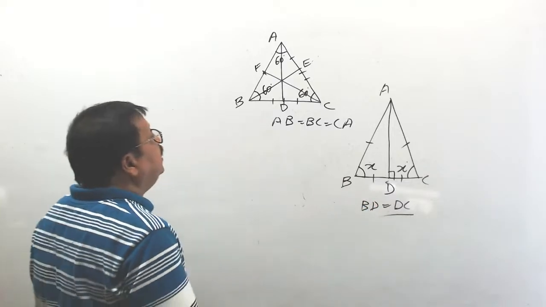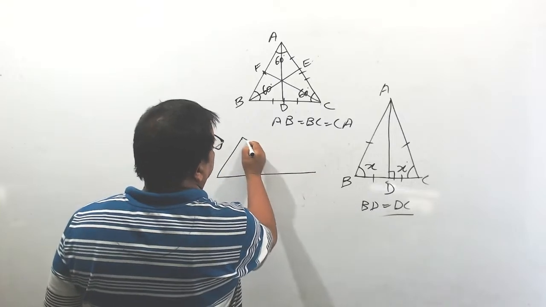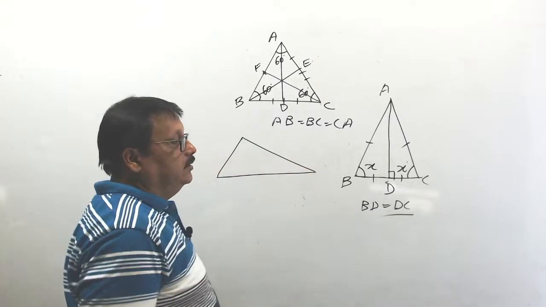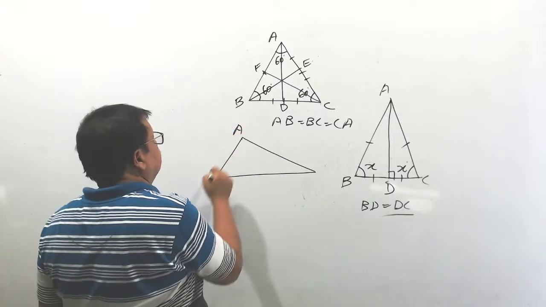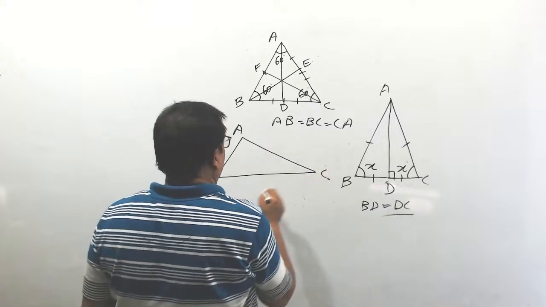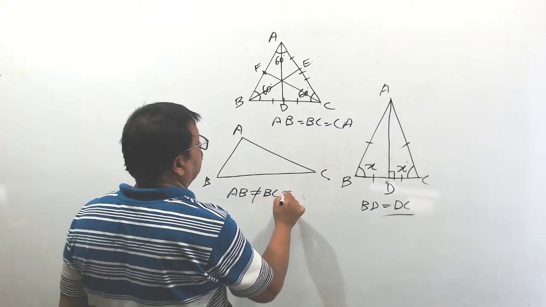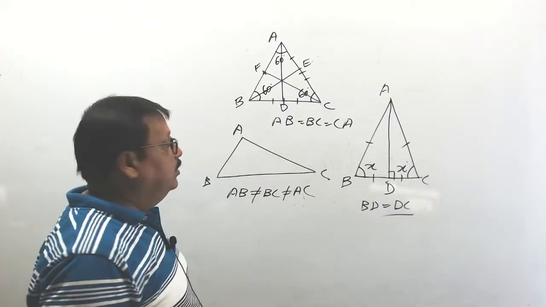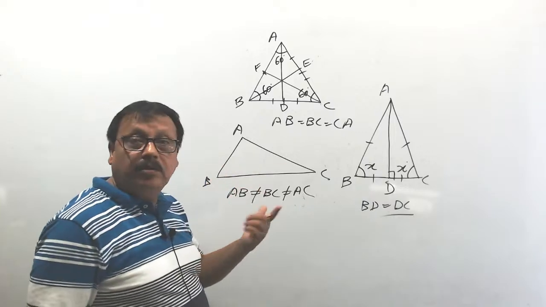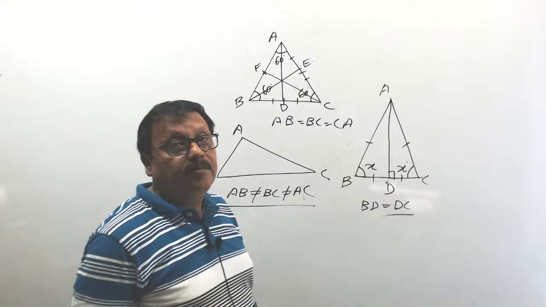These are isosceles triangle and scalene triangle. What is scalene triangle? Scalene triangle means no sides will be equal to each other. So it is ABC. AB not equal to BC not equal to CA. Understood? So three angles also will not be equal. So these are called scalene triangle, right?